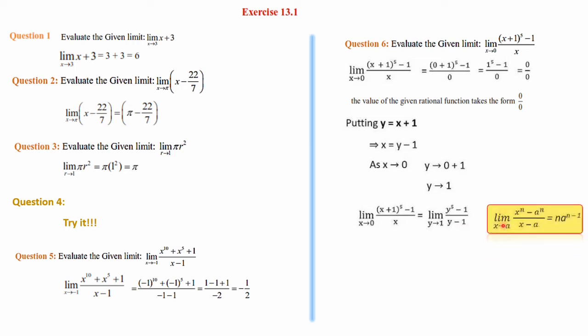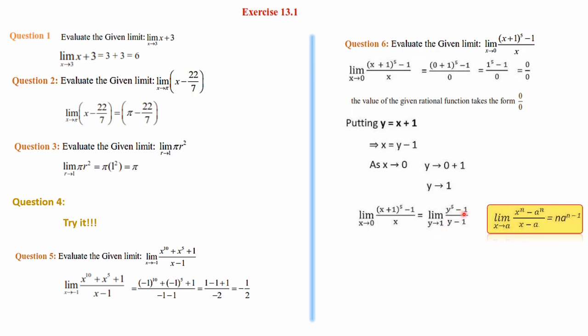So limit x tends to a, x power n minus a power n divided by x minus a. We have learned the formula n into a power n minus 1. So here you have to use the formula. Again, if you substitute 1 here, we will get an indeterminate form. So here there is a standard form we have reached. So by using the standard formula, we have to write the result.